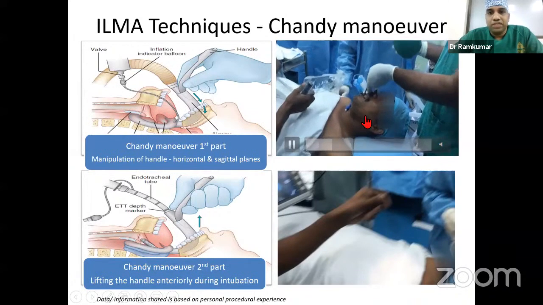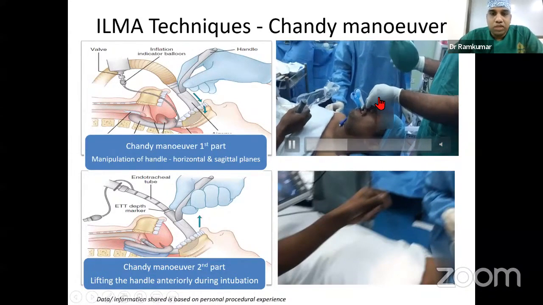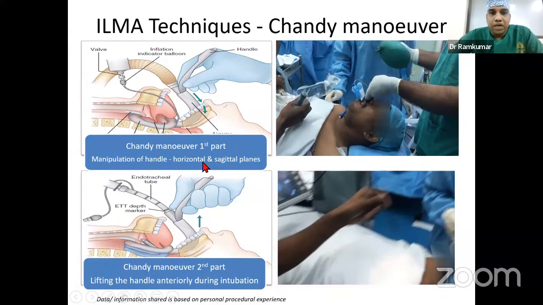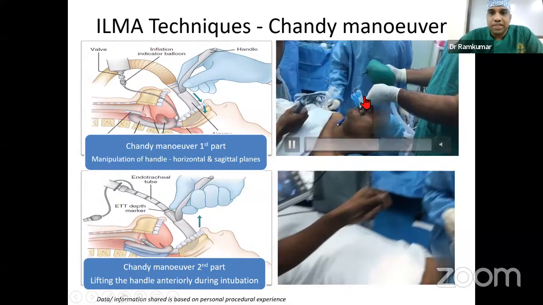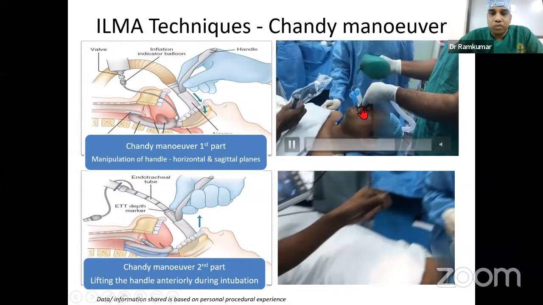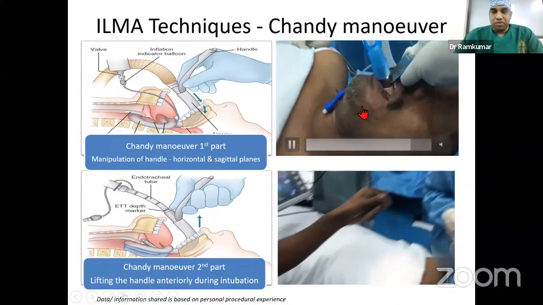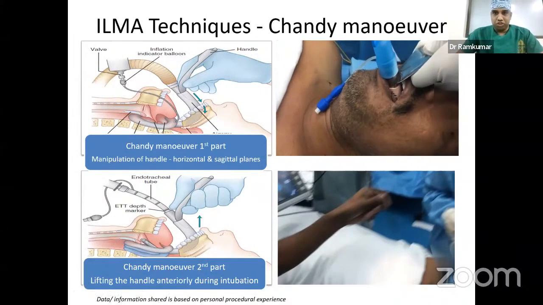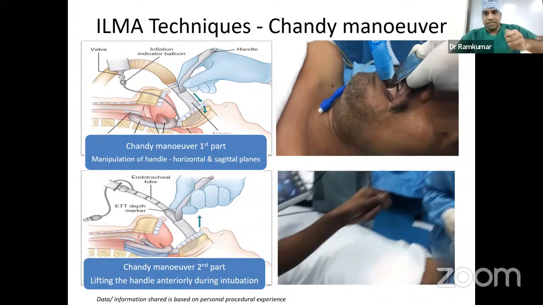So if you're not able to get a seal and there's a leak, what you have to do is hold the handle and manipulate the handle in horizontal and sagittal planes. This is a sagittal movement and a horizontal movement. At the same time, you have to start ventilating with the cuff inflated. When you move in a sagittal or slightly horizontal direction, at one point you will get very good ventilation with the least resistance or least tension in your ventilating bag, with a very good rectangular trace in your ETCO2. That means that's the best place to position the device.